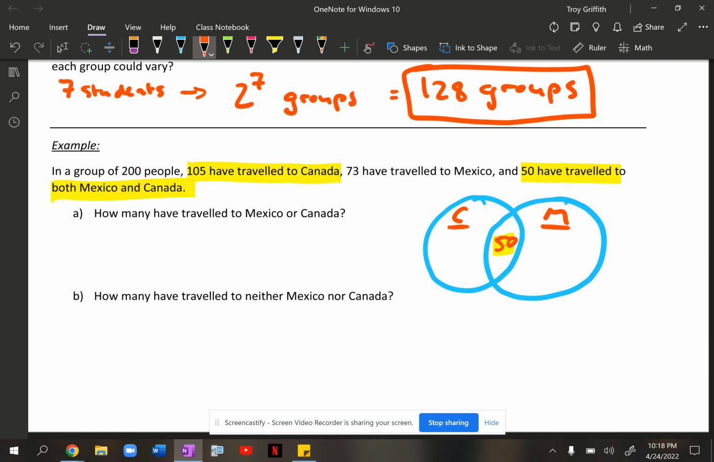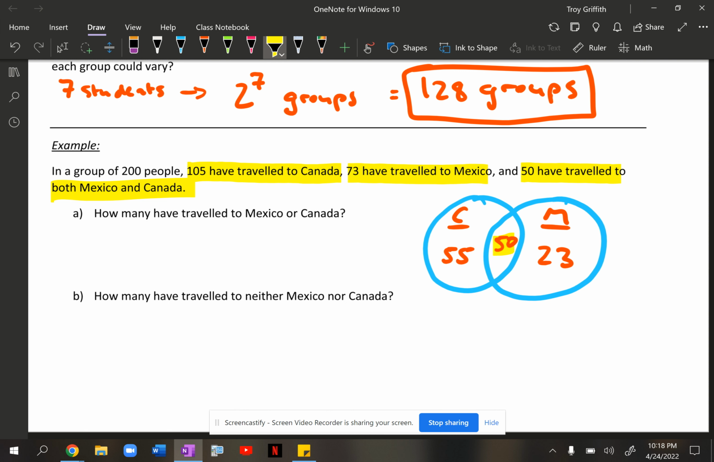So to figure out how many people went to just Canada, I would have to do 105 minus 50. Okay, and that would give me 55. So I'm going to put 55 people here in the only Canada category. And if I think about 73 have traveled to Mexico, well, 73 minus 50 is 23. So that means there's got to be 23 people that have only been to Mexico.